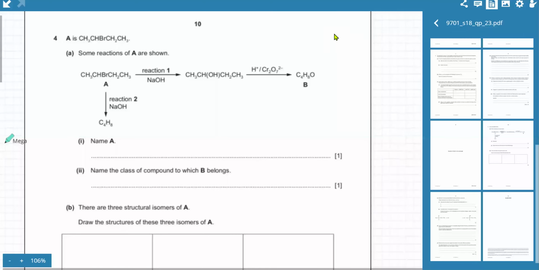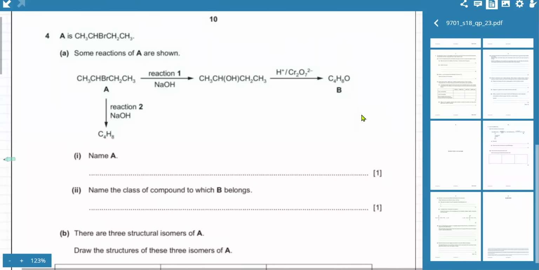This question. Okay, that was the last question. It says that A is CH3CH, Br, CH2 and CH3. Just hold on one second.